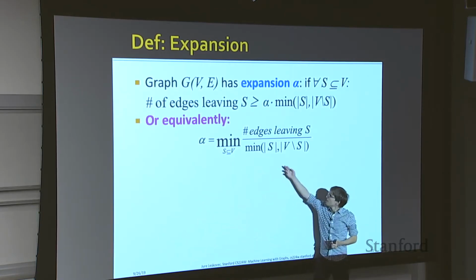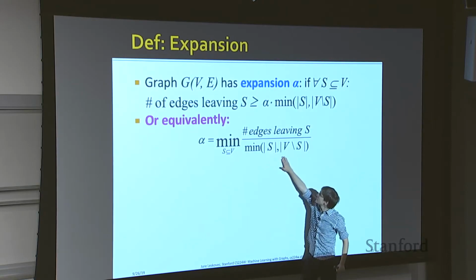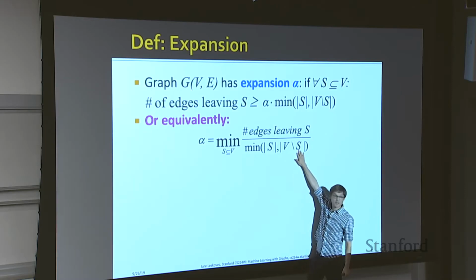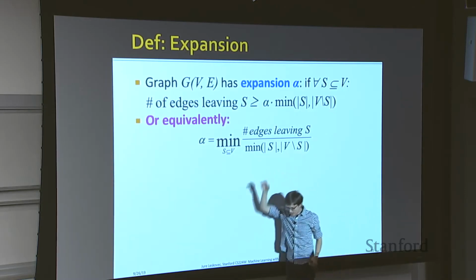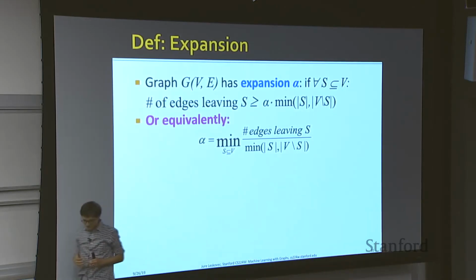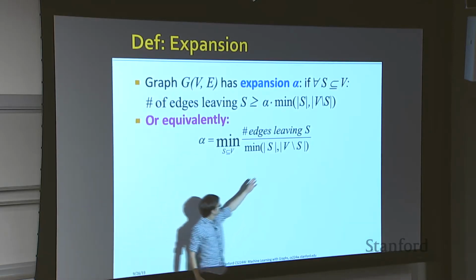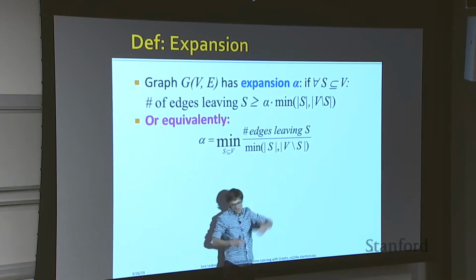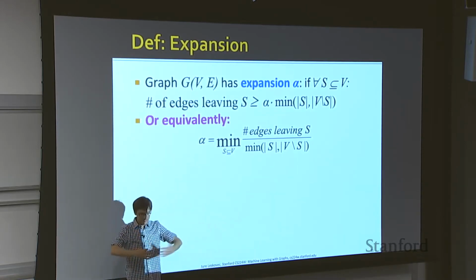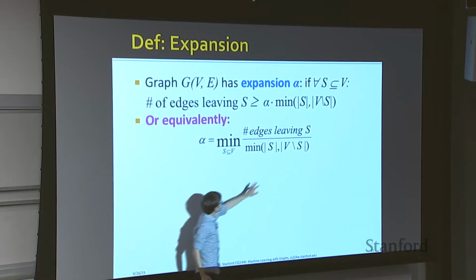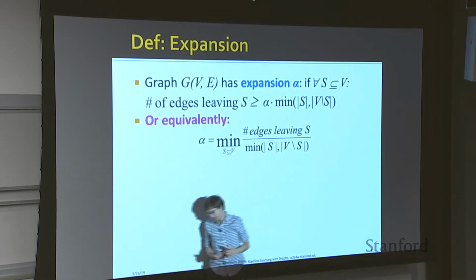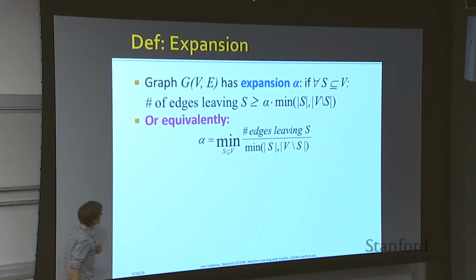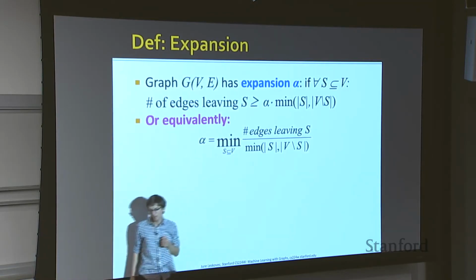Now you will ask me, why do you have this funny minimum of the size of S and the size of the entire set of nodes minus S? The reason is that you take whatever is smaller. If the size of S is less than half of the nodes in the graph, then you can just divide by the size of S. This is just to prevent the metric from cheating itself, okay? So this is what alpha is, right?